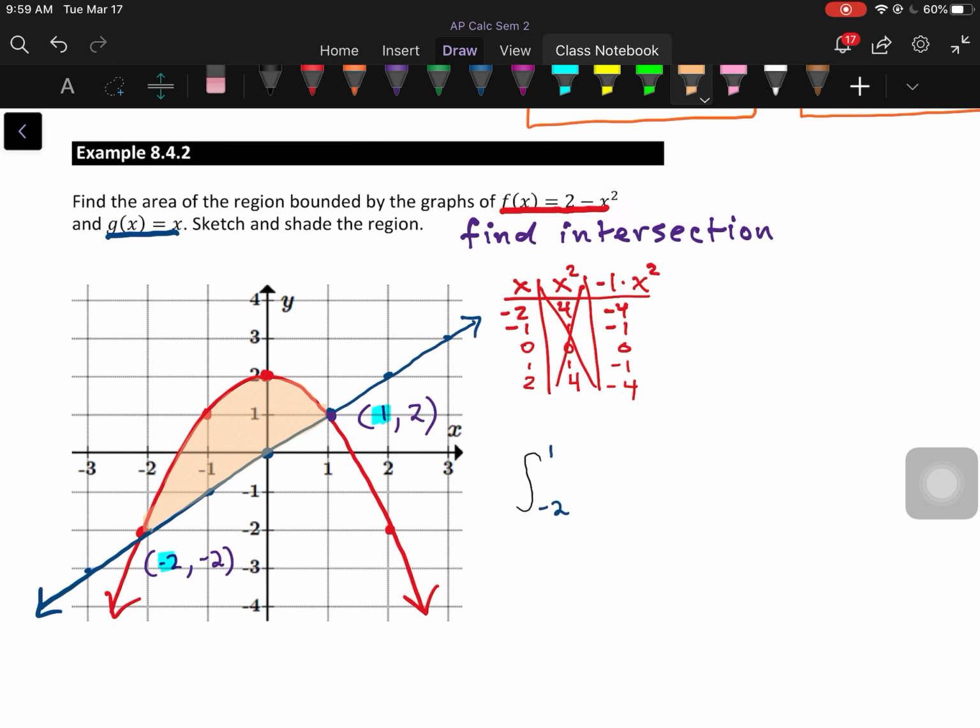That's an elementary school thing that I struggled with. Can't color in the lines apparently. So there you go. That's the region I'm trying to find. And of course, which function is greater than the other function, the parabola or the line?